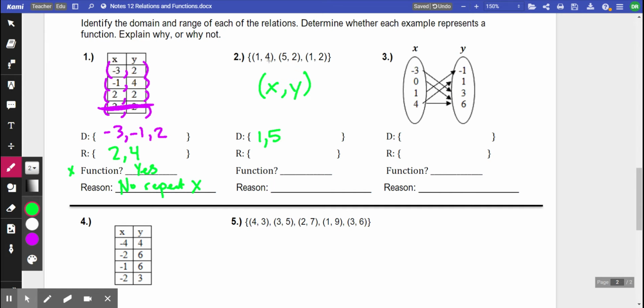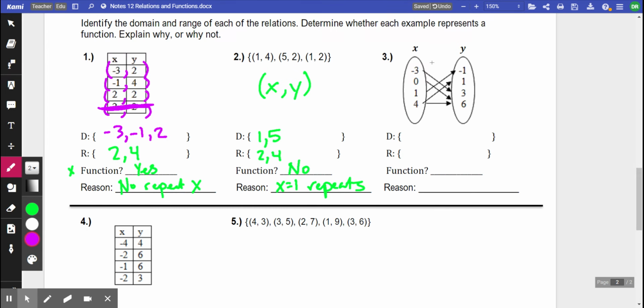And then the y values would be 4, 2, and 2. So again, I'm going to put that in ascending order. So I'm going to go 2, 4. Is this a function? So looking at my x values, 1, 5, and 1. Oh, I said 1 again, which means no, this is not a function because when x equals 1, we have a repeating value. So x equals 1 repeats.